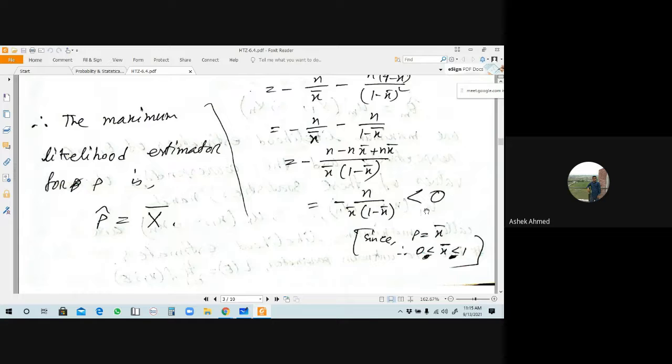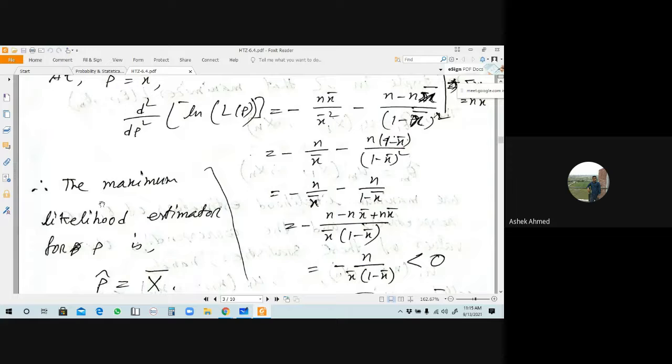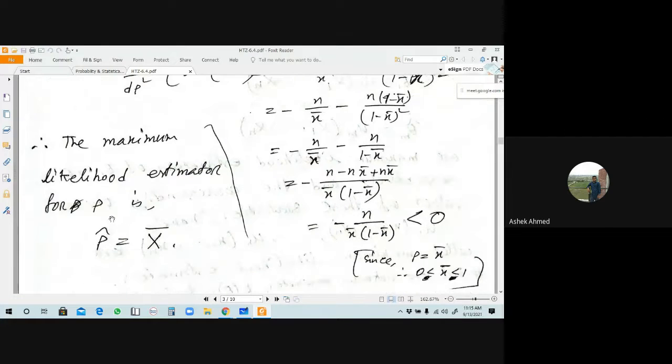It is right. Okay, so with the negative value, from here we can make the conclusion. The maximum likelihood estimator for p is p cap, that is denoted by capital X bar. Understand? Respond to me. Can you understand? Yes, sir. Okay.